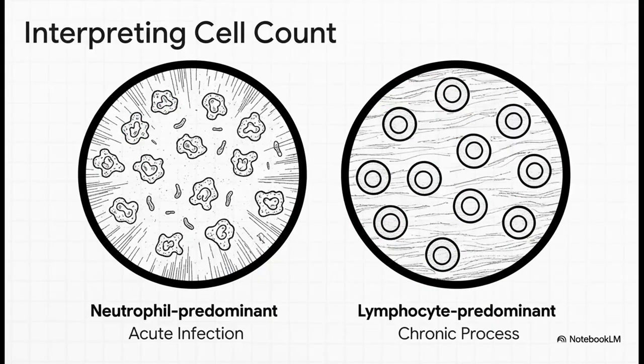The cell count gives you another fantastic clue, especially about timing. If you see a ton of neutrophils, you should be thinking about an acute process, like a bacterial infection. But if you see mostly lymphocytes, your brain should immediately shift gears to more chronic problems, like tuberculosis or malignancy. It's a super useful distinction.